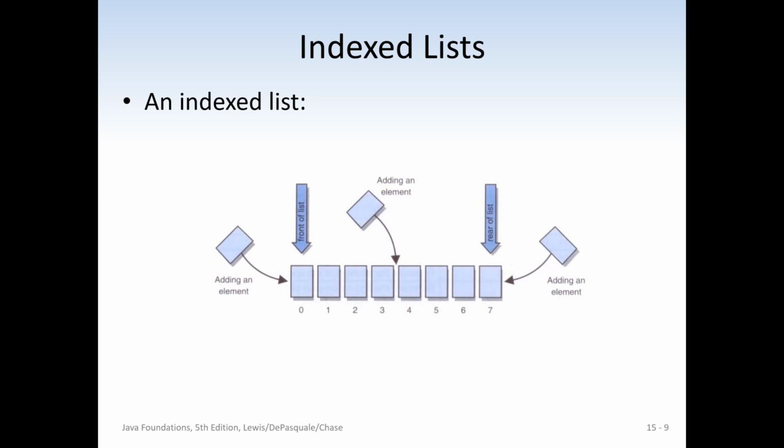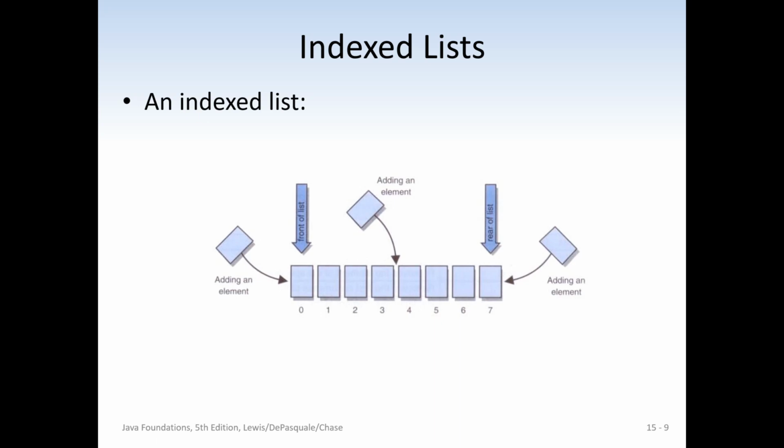So for any spot in the list, it's going to cost us on average n over 2 to find the spot. But then once we find the spot, the cost to insert is just constant, right? Because we just swap 2 references and we're good to go.